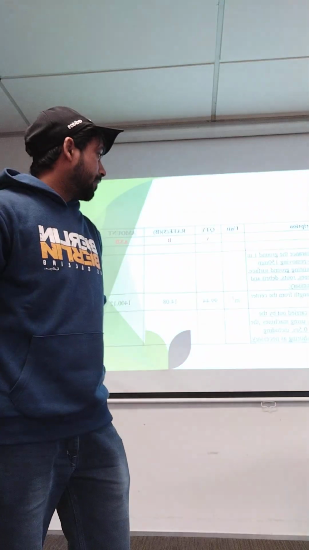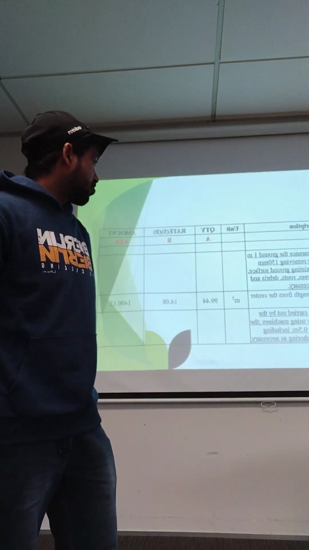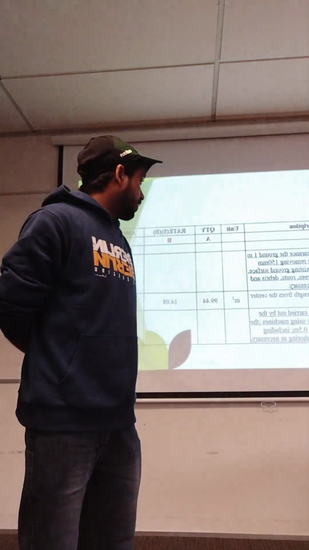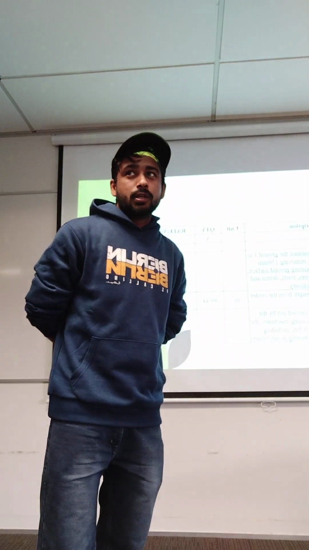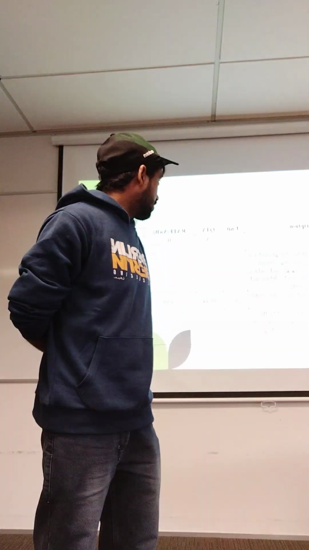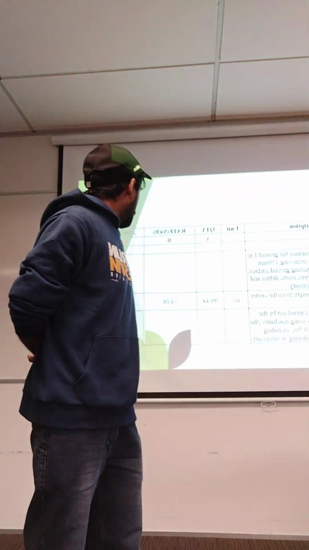Excavation for the slab is carried out by the contractor manually or by using machines. The excavated depth is less than 0.5 meter, including additional protection of shoring as necessary. Earthwork includes the foundation and all of the concrete, which is included in construction. And unit is meter square, and quantity is 99.44, and total amount is $1,400.